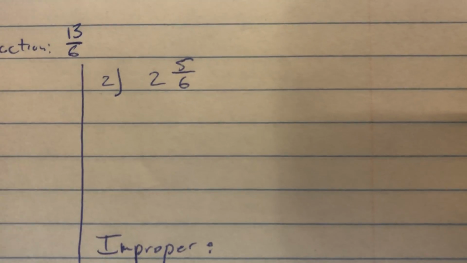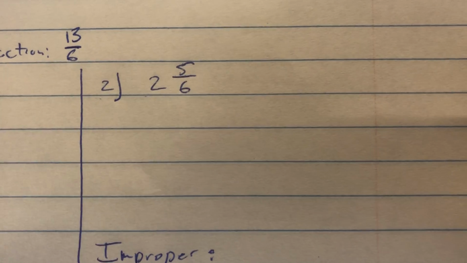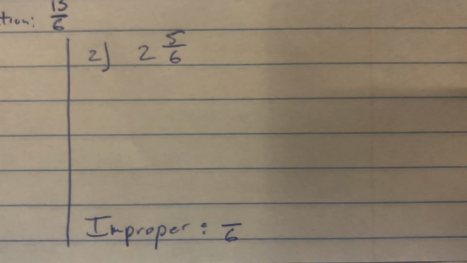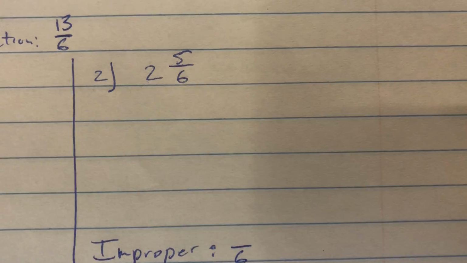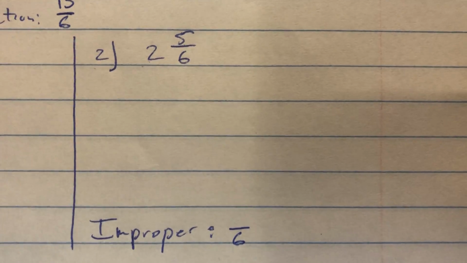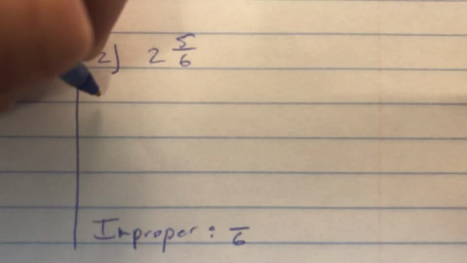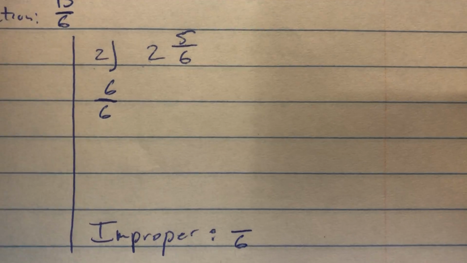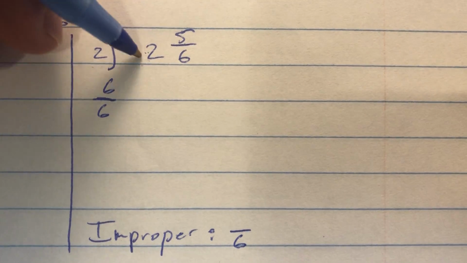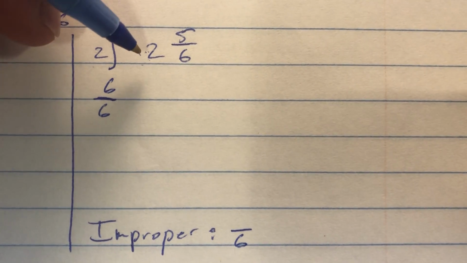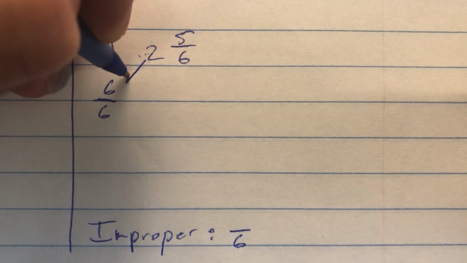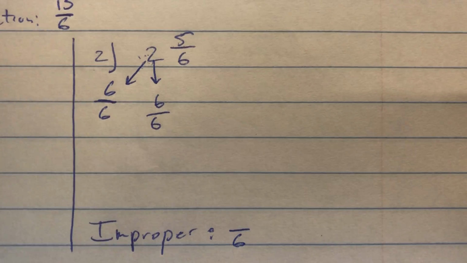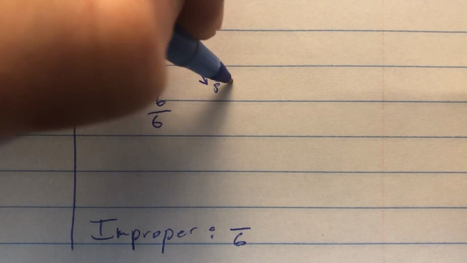Looking at example number 2, I have 2 and 5/6. So I know 6 is my denominator, so I'm going to put that down here. That's also going to help me out when I'm looking at my whole. I know that when I'm talking about sixths, the fraction 6/6 is equal to 1 whole. Well, I've done it 1 time, but I actually need to do it 2 times because my whole number in my mixed number is 2. So I'll do it 1, 2, 6 over 6. And then I need to use my fraction to make 5/6.